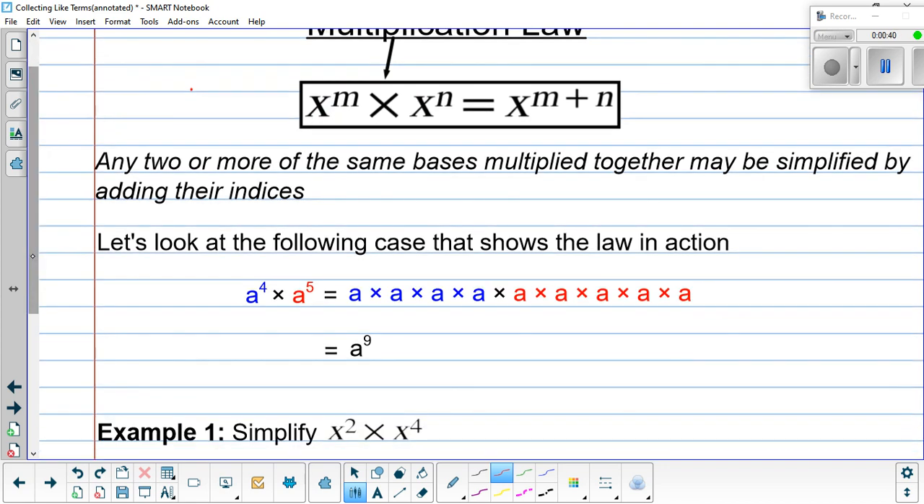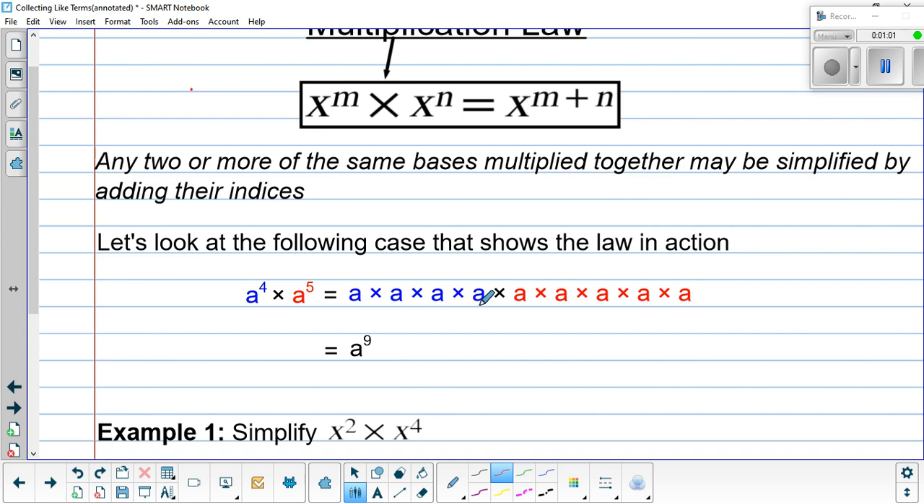Okay, so what this ends up looking like, though, is if we have this case down here, so a to the 4 times by a to the 5. So we can write this out as a times a times a times a times a, right? Then we broke up that first one, and then we can write a to the 5 as a times a times a times a times a. So at the end, well, what do we normally do? We have a times a, we get a squared, times by a, we're going to add another one, times by a, we're going to add another one.